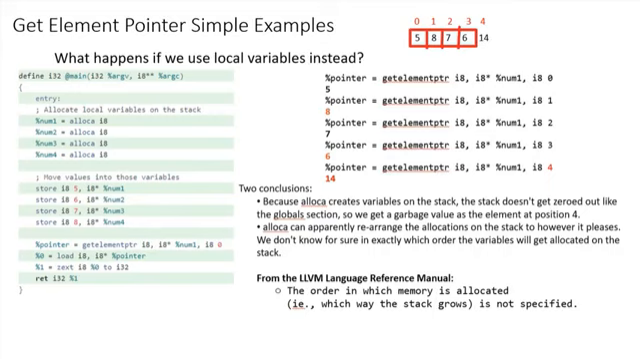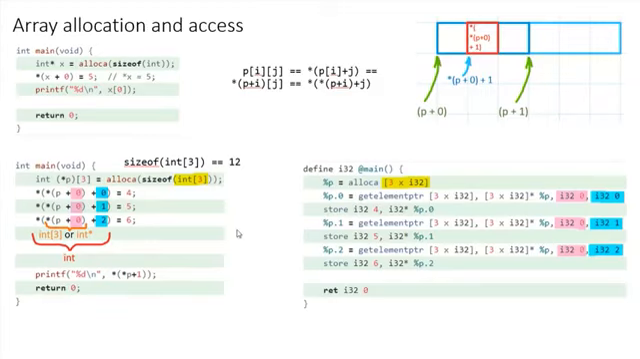So from the LLVM language reference manual, it says the order in which memory is allocated, which way the stack grows, is not specified. So these may be in any order really for allocated variables. Okay, so now we have seen an example of using get element pointer with individual variables. Now we're going to see an example of get element pointer with arrays. So in C programming language, we can also use alloca, but it is a function, not an instruction. I'm just using it here to simulate the paradigm of LLVM intermediate representation in analogous C code so that we can get a better understanding of it.